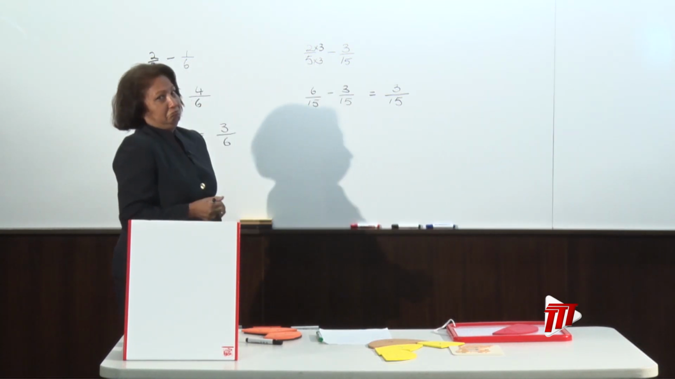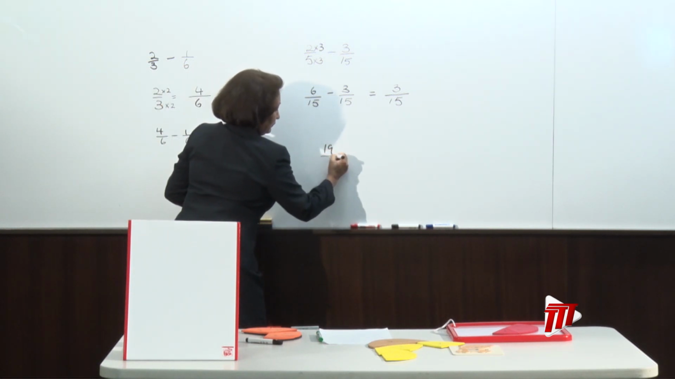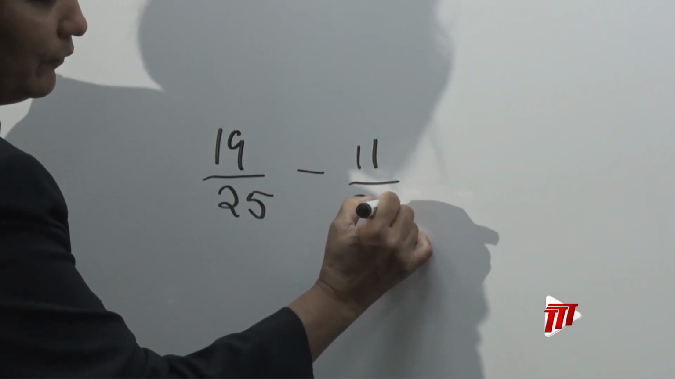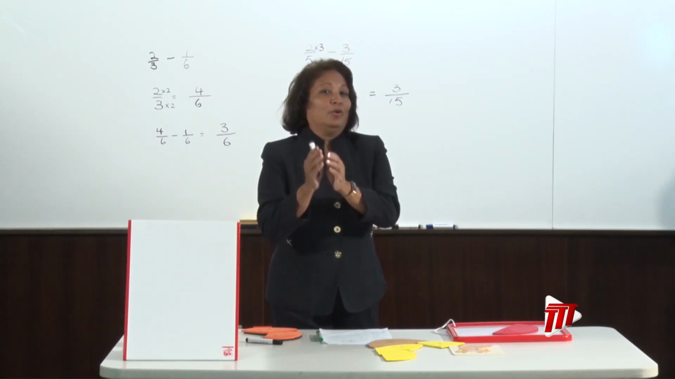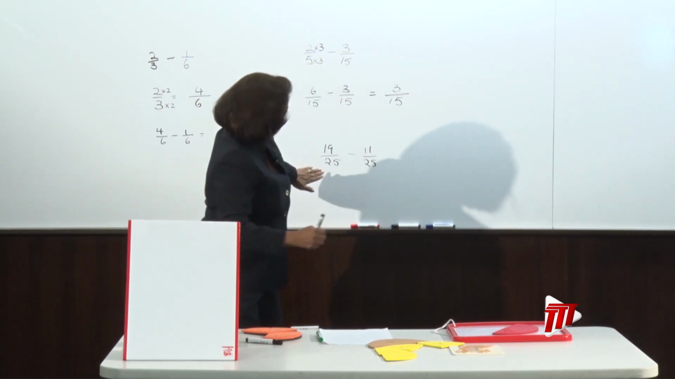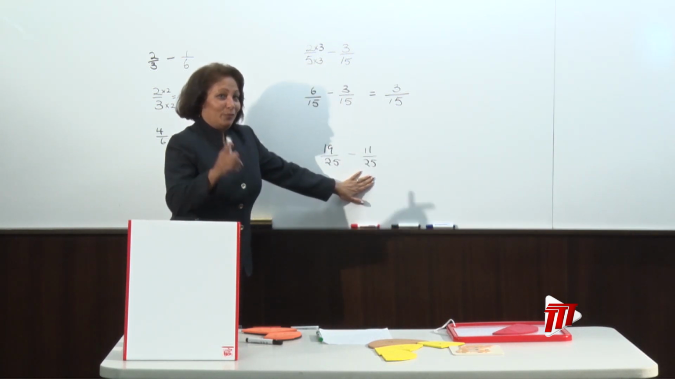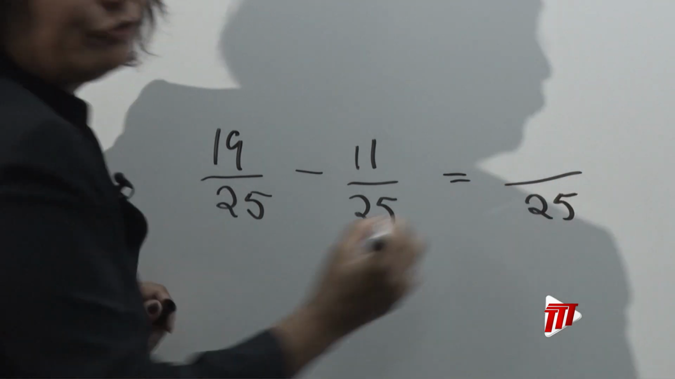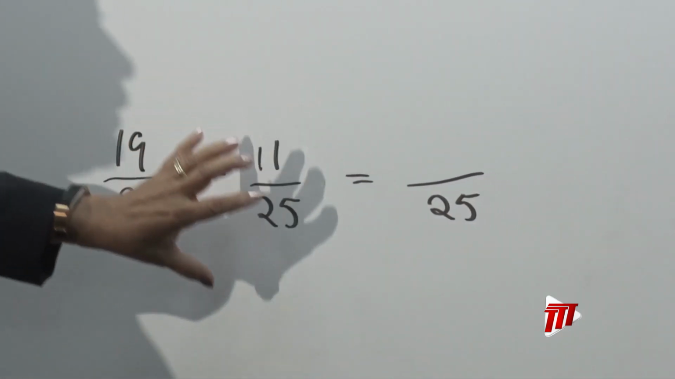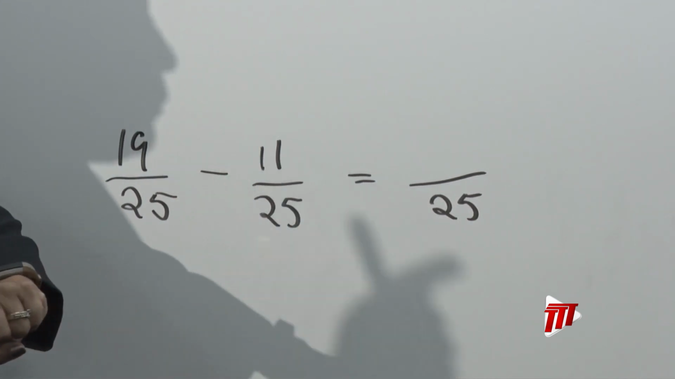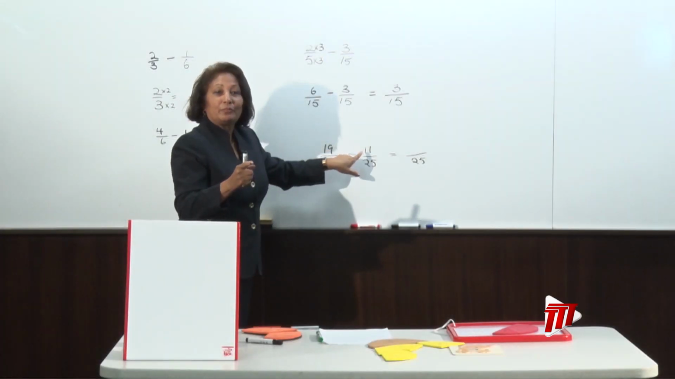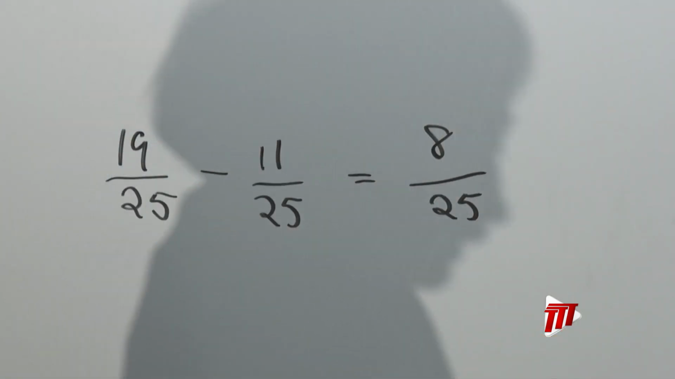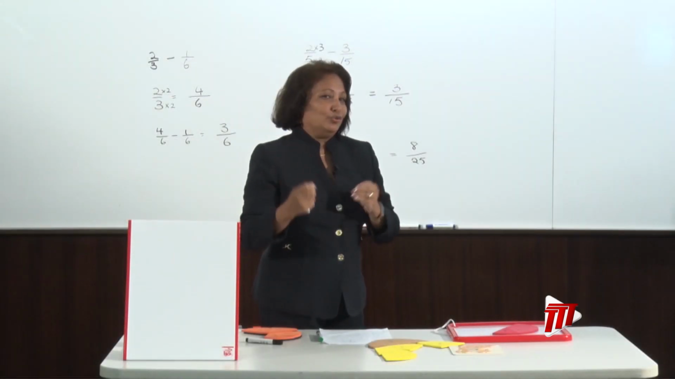What about 19/25 minus 11/25? We are interested only in whether the denominators are the same, right? We have 25 here, we have 25 here. So my answer would have 25 as well, because it would be some number of 25ths. I had 19 of them here, and I'm taking away 11 of them. Remember what we did with the numerator? We simply subtract. So 19 minus 11 would give me 8. So my answer would be 8/25. Do you think you get that?